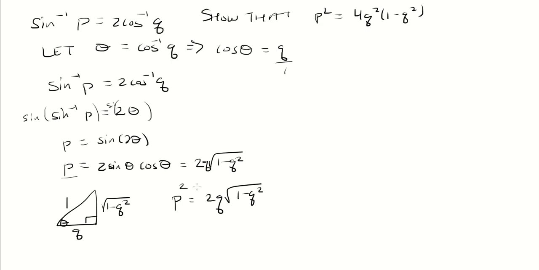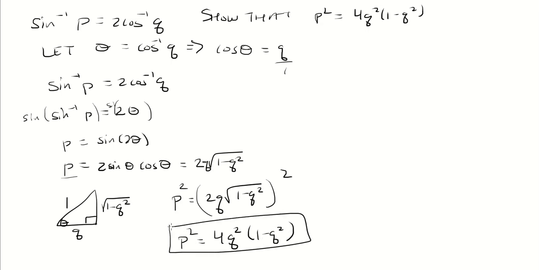If I square both sides, that is P squared equals 4Q squared, and the square root goes away, and we have 1 minus Q squared. And that is exactly what we wanted to prove.